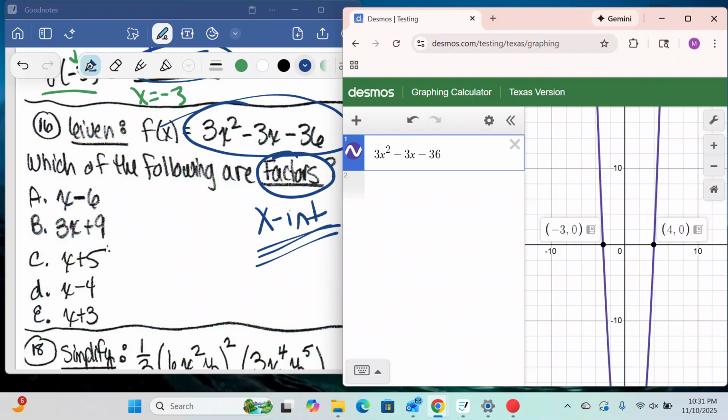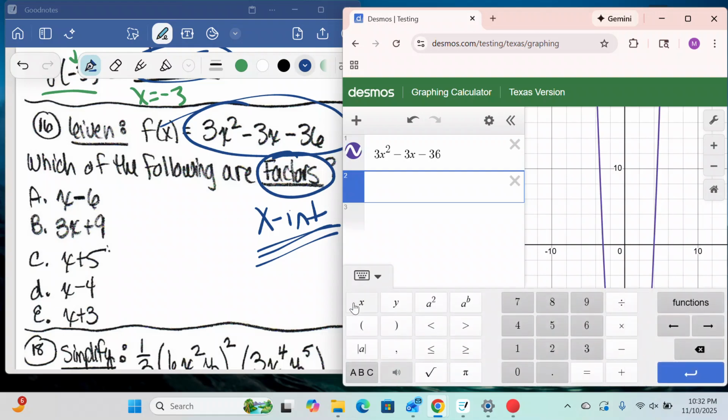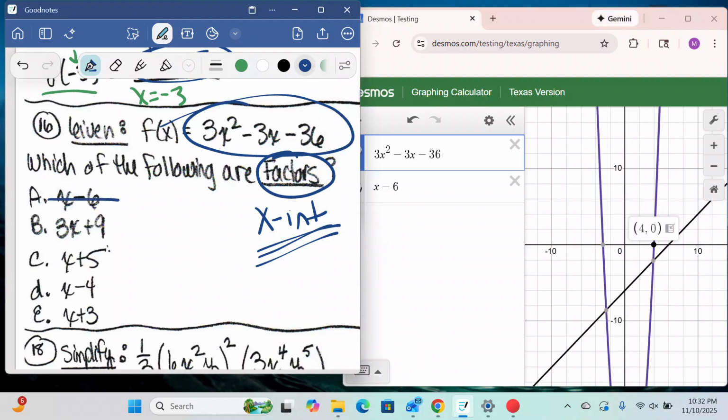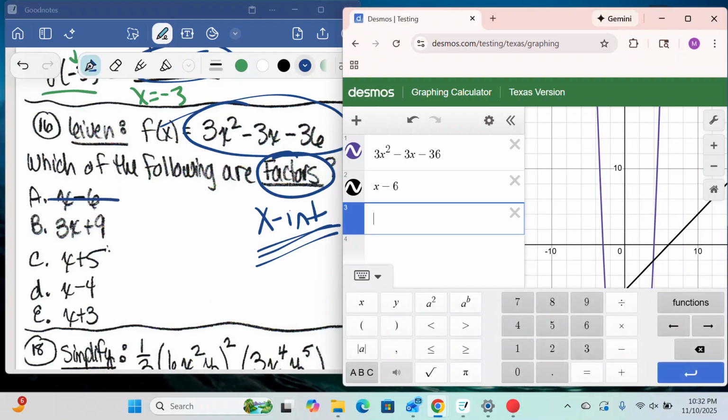So the way I would handle this is I would input each one of these and then see which one passes through negative 3, 0. Remember, it has to pass straight through this dot or straight through this dot. If it passes straight through the dot, then it is a factor. So I'm going to input the first one, x minus 6. Is that one a factor? Does it pass through my x-intercept? It does not, so that one is not a factor. And what I would recommend is to leave it there and keep on inputting every single one of them, and then that way you can go back and check them if you need to check them.